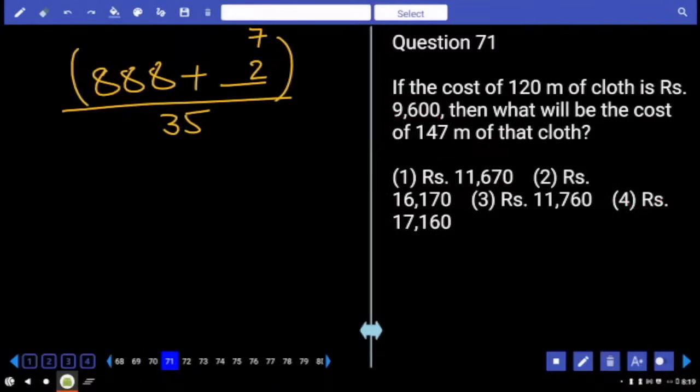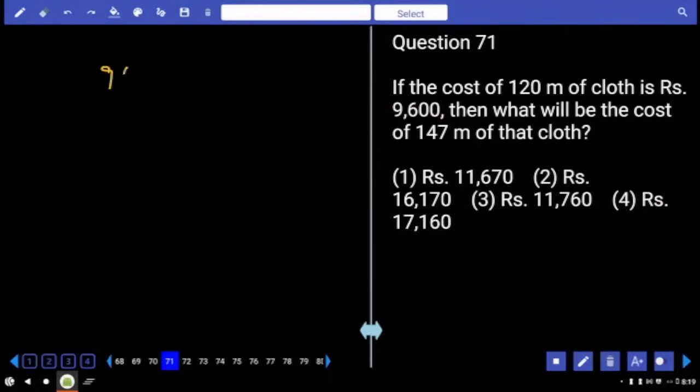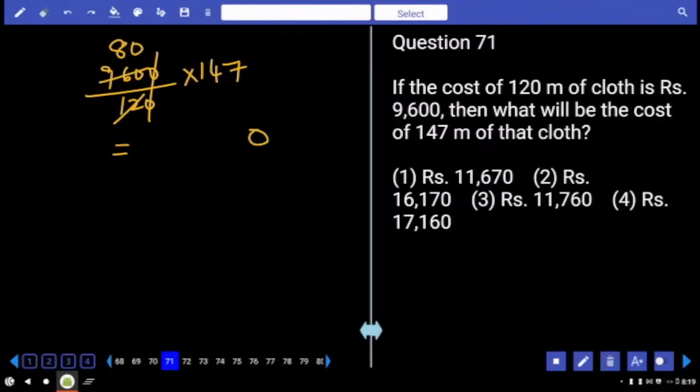If the cost of 120 meters of cloth is 9,600, what will be the cost of 147 meters? 9,600 is the cost of 120 meters. 1 meter cost is divided by 120 and we need 147. 0 cancel, 12, 8 times and then 0 times, correct? 7 into 8, 56, so the answer should end with 60. First option eliminated, second eliminated, third can be your answer, fourth also can be your answer, correct?